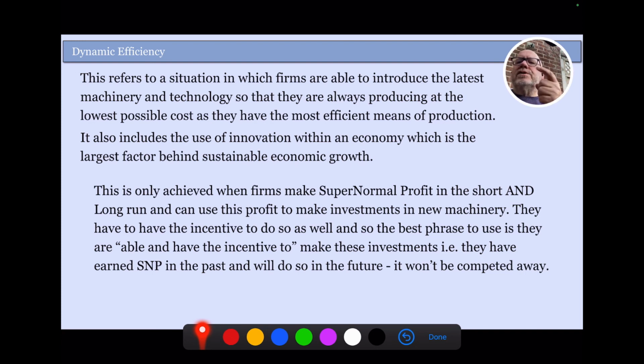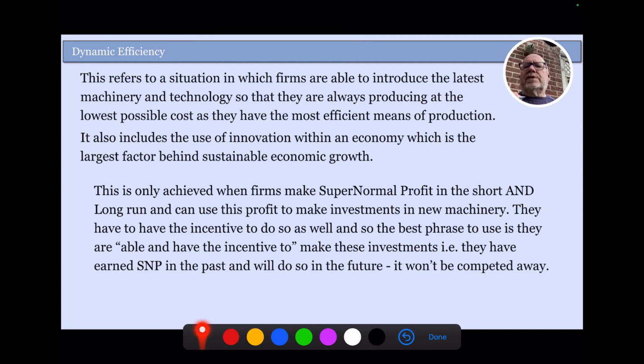Okay, it's a large factor behind what we call sustainable economic growth in macro as well. And the point that you've really got to see is it's achieved when firms make supernormal profit over and above normal, remember, and in the long run then they use this profit to make those investments. So this is something that you would often use as an evaluation of firms that make profits, maybe monopoly or some oligopolies, collusive oligopolies, for example. You would say that they're making supernormal profit, their prices are higher, bad for the consumer, get all that.